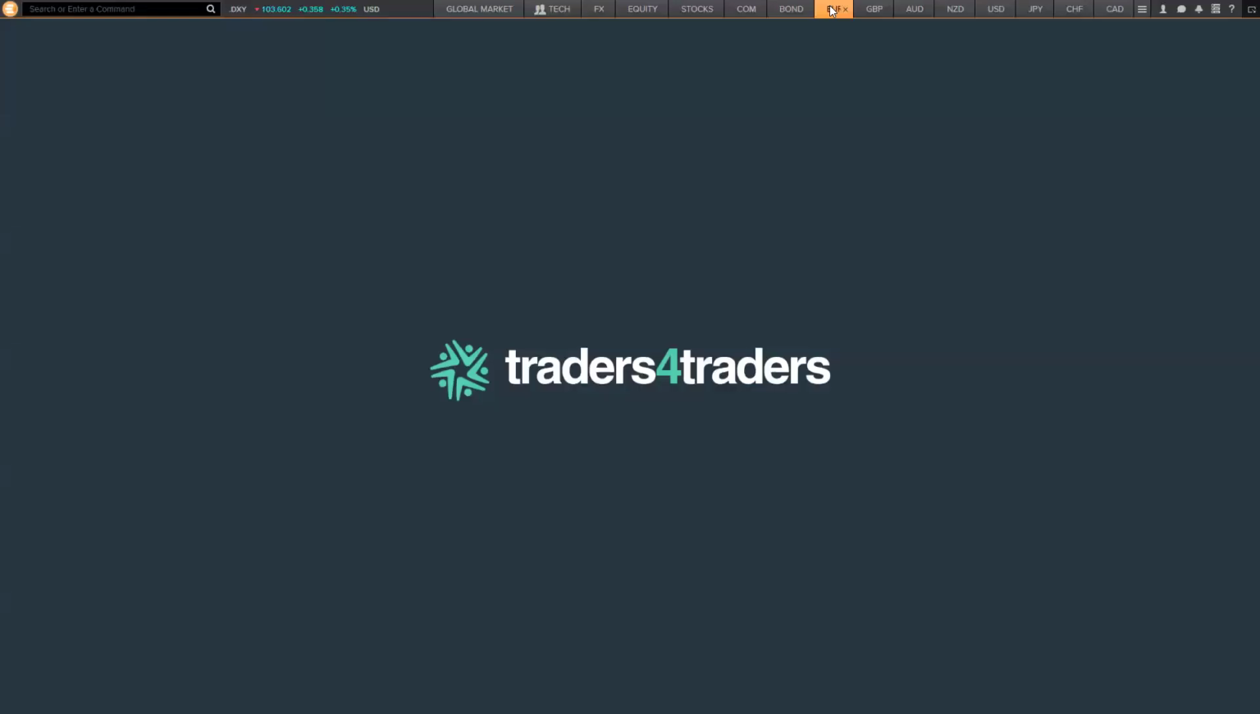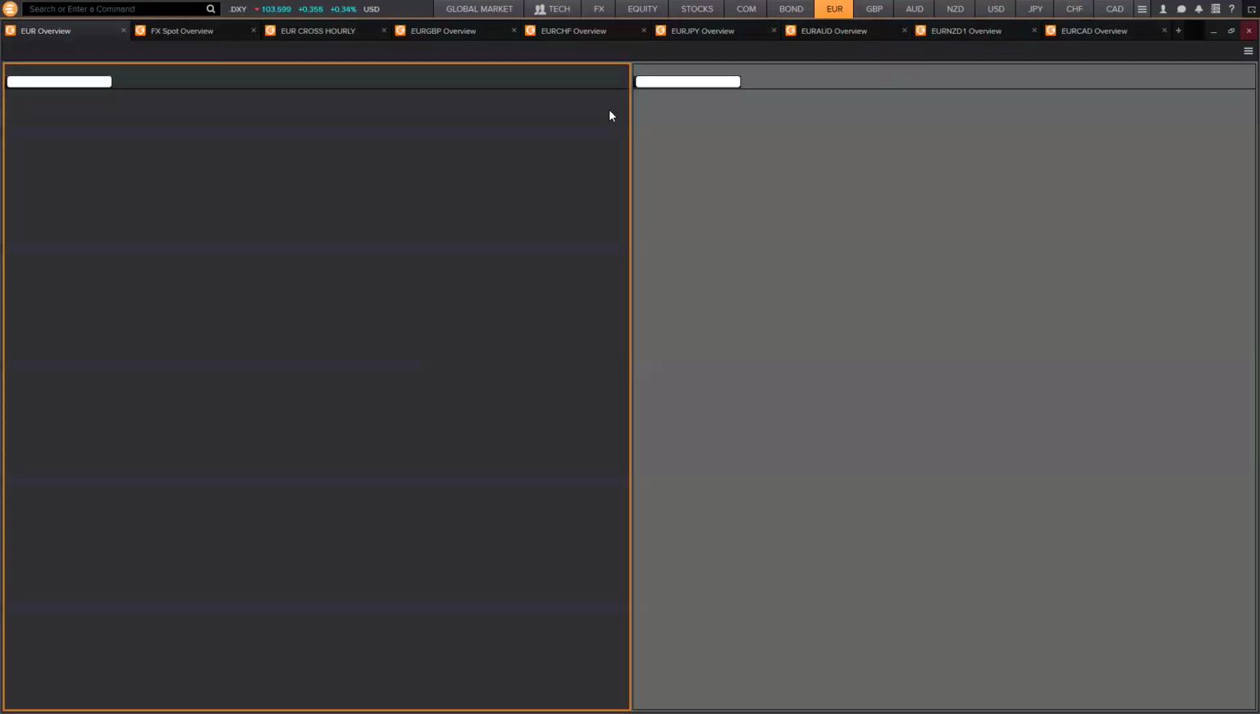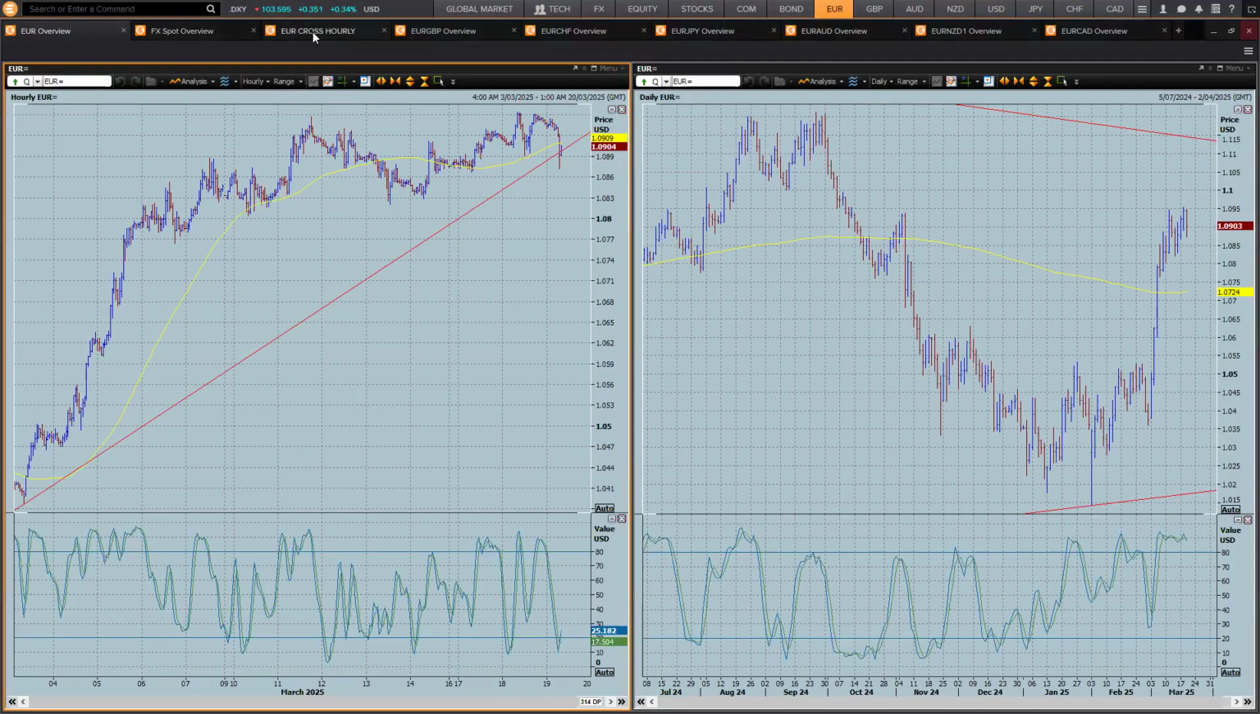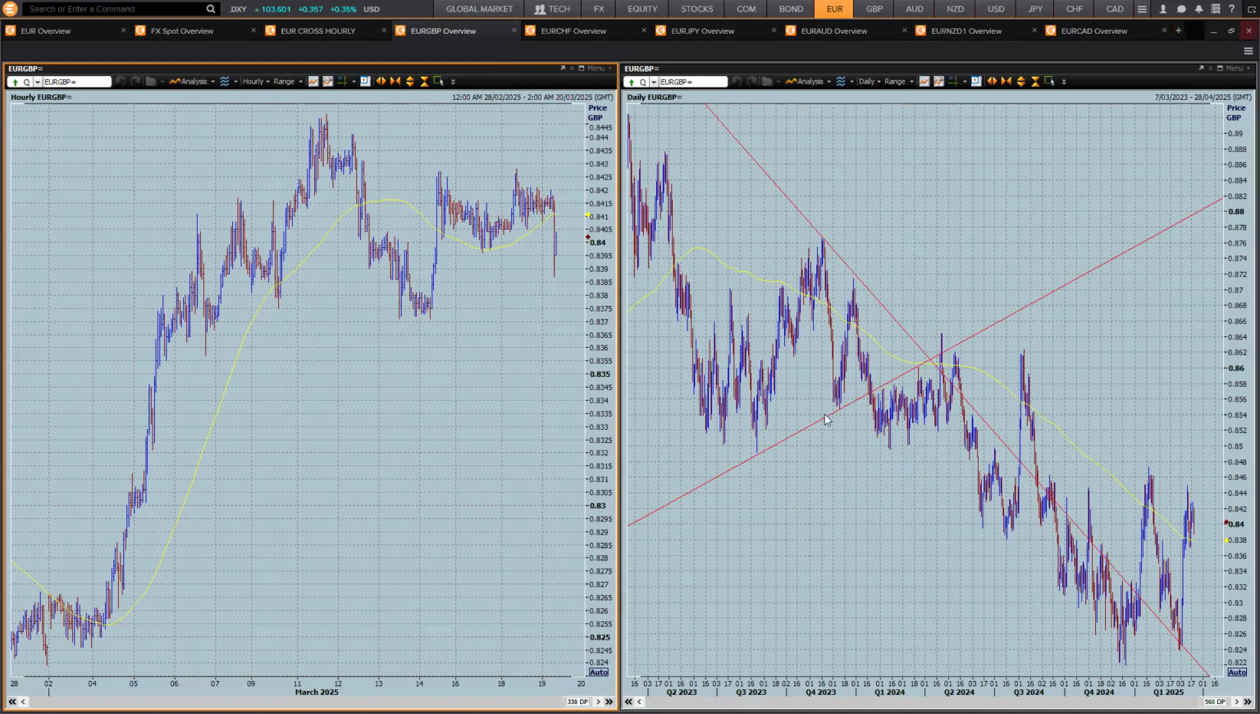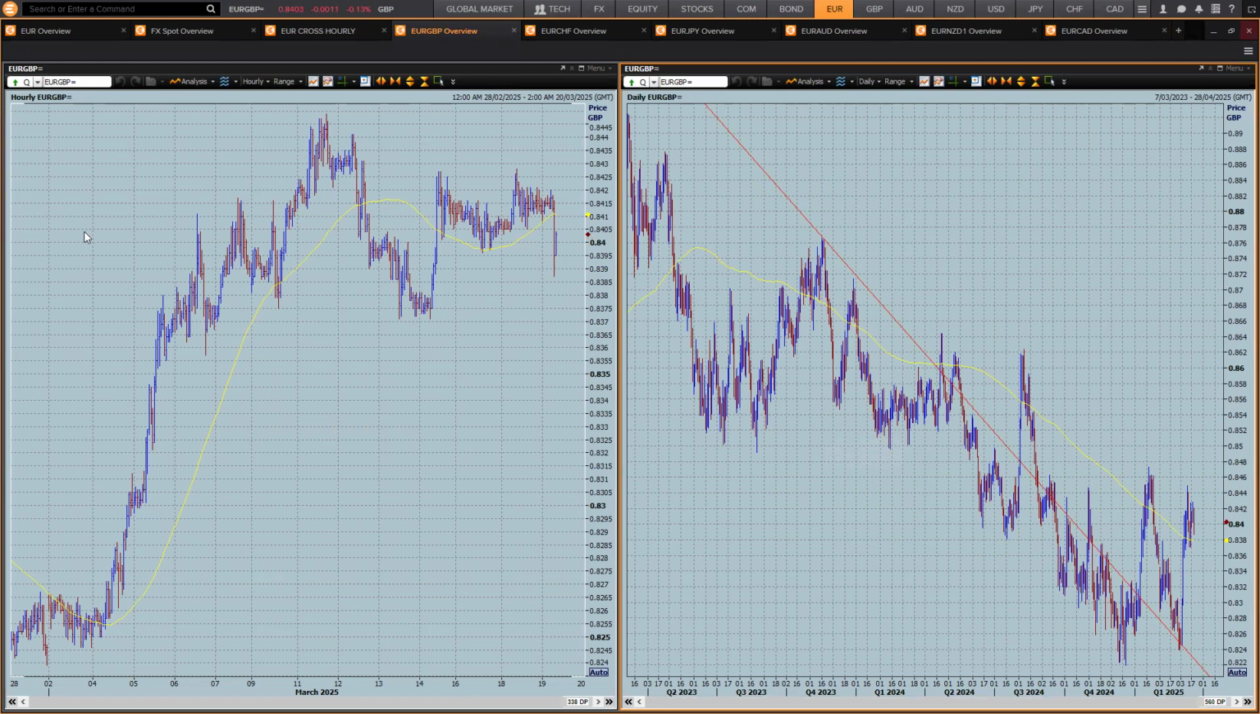Now, if I come over here to the Euro page, in my templates I'll have all the crosses here as well in the same sort of profile. So I can come back through and look very quickly at the profile of these things. So you're looking here, Gav, at euro sterling coming back up, retracing back to this level. I don't think so, right?